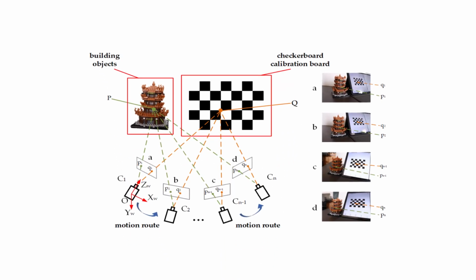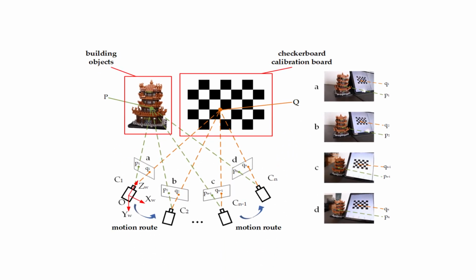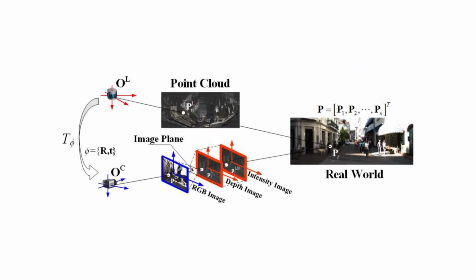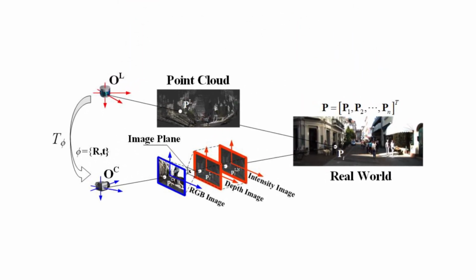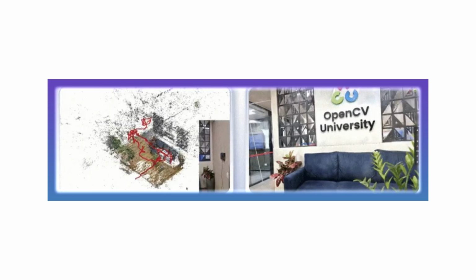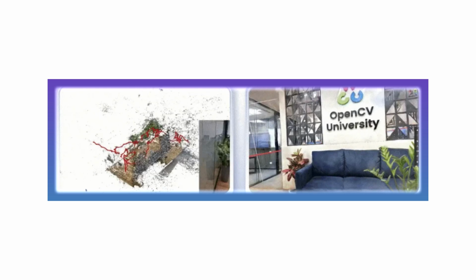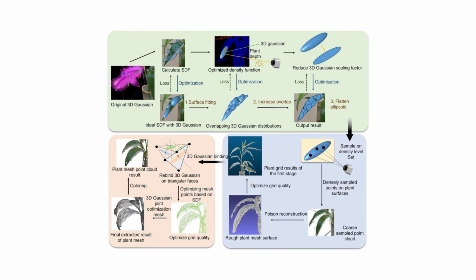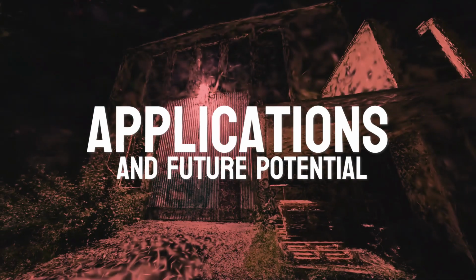To simplify the process, we start with multiple calibrated images or videos of the scene. Through camera calibration, we get a sparse 3D point cloud representing the structure of the scene. Then 3D Gaussian Splatting optimizes the Gaussians to match this data, adjusting their properties, size, position, and color to accurately represent the scene. Applications and future potential.